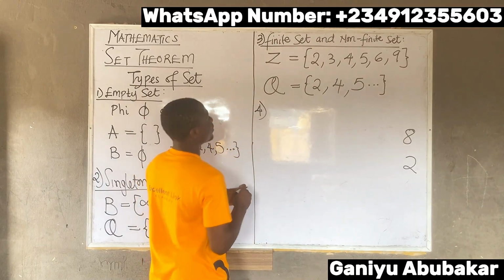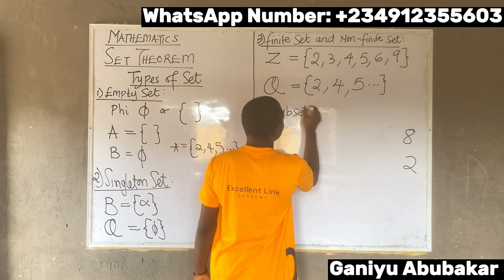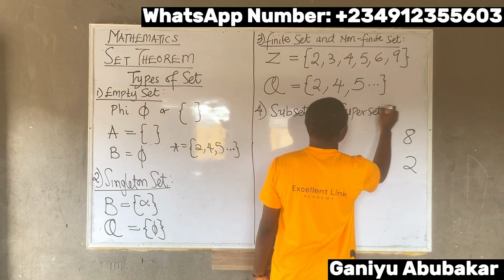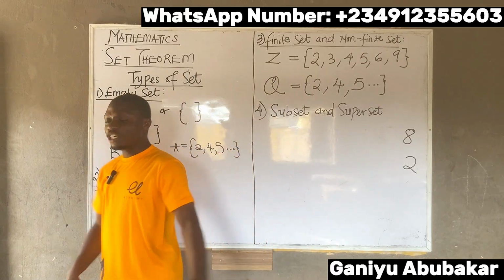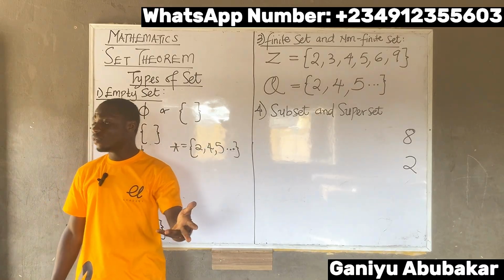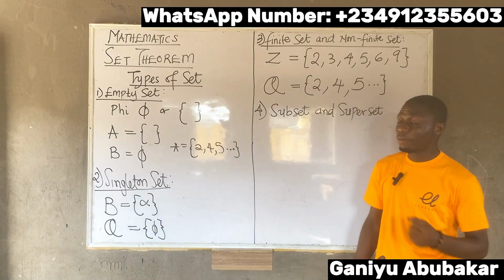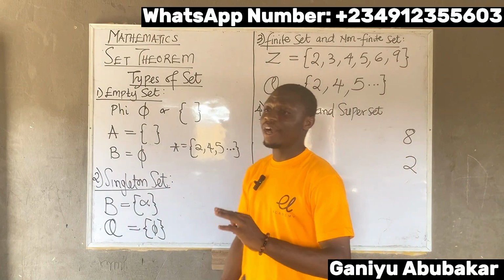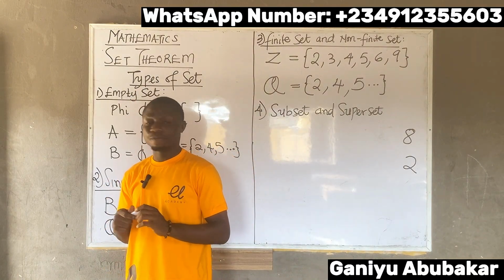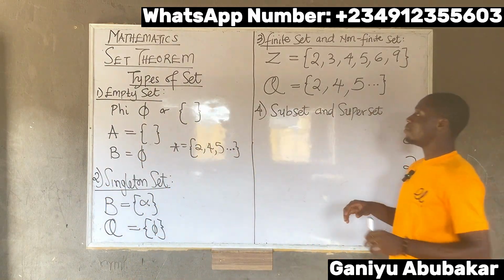Let's look at the fourth type, called subset and superset. In this topic there are two things, but if I explain one, the other will reveal itself. Let's look at types of subset and superset. Shall we?